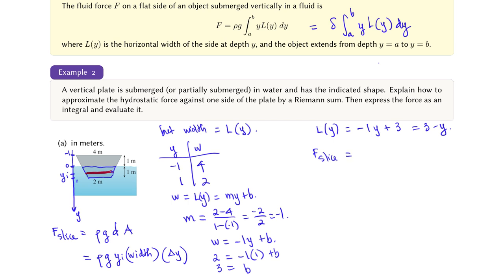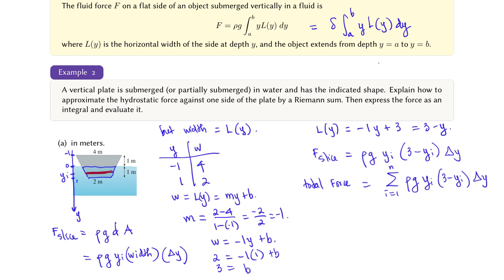The force on the slice is rho g yi. The width is now 3 minus yi, and the thickness is delta y. This is the force on one slice only. The total force is the sum of the forces on all of the slices. We add these up from i going from 1 to n, rho g yi, 3 minus yi, delta y.